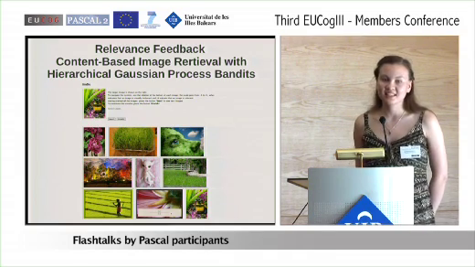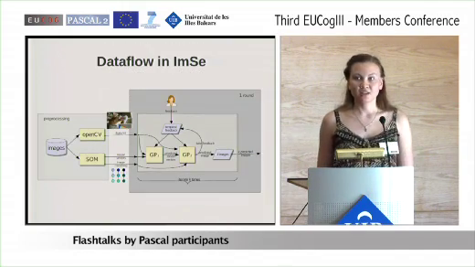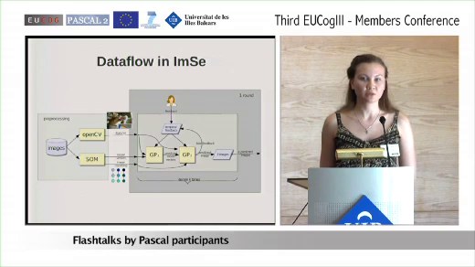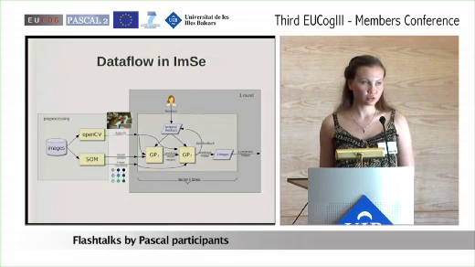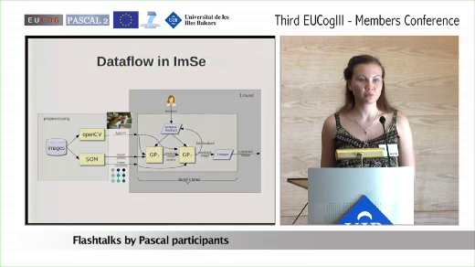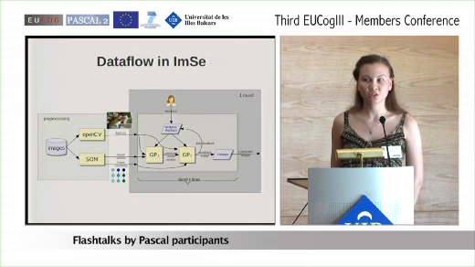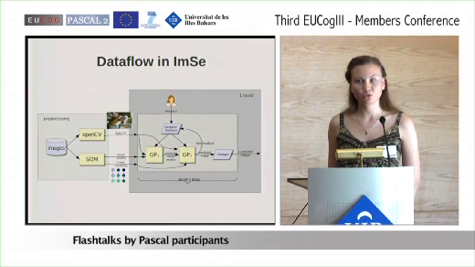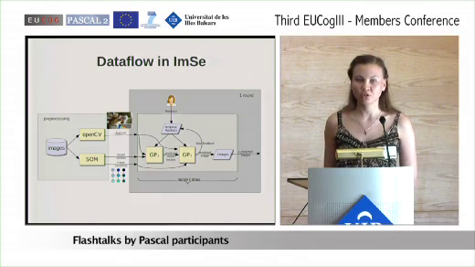In the next slide, the data flow in the system is presented, and we employed two-level Gaussian process bandits in order to tackle this problem. This is a kind of exploration-exploitation algorithm. That means that, on the one hand, we want to exploit the knowledge that we got in the system, and explore the limited relevance feedback that we got. But on the other hand, we want to reduce the uncertainty in the system and explore other opportunities.